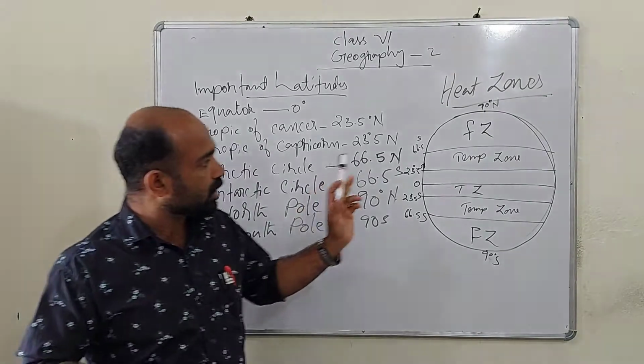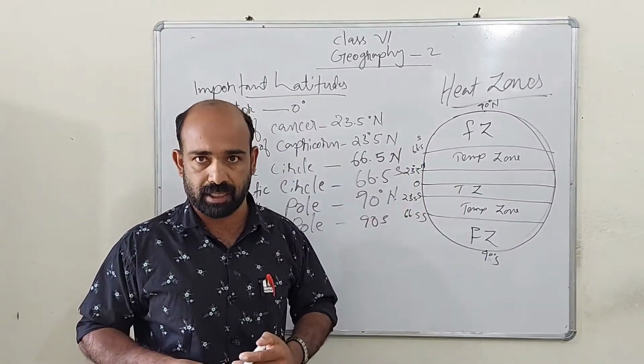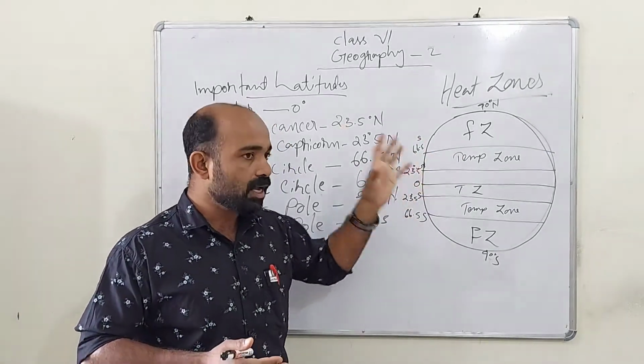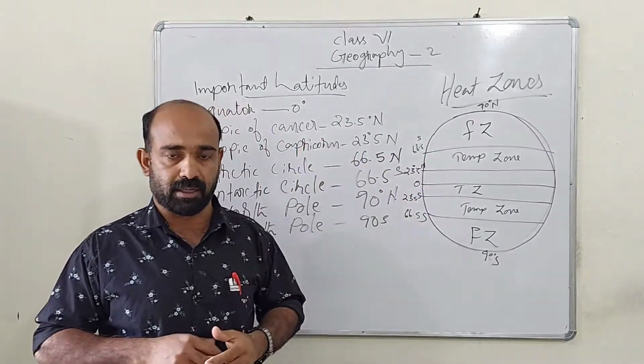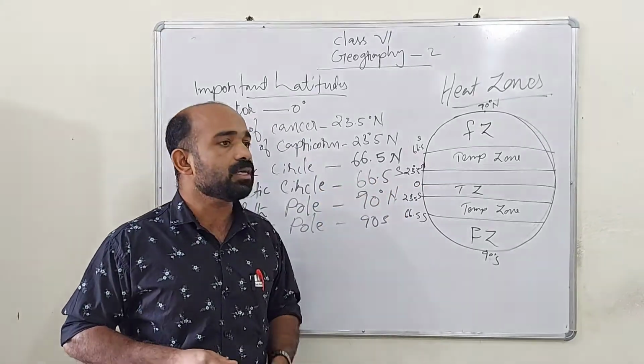Here too much sunlight, too much heat or too much cold will not be there. This region is a little away from the sun, and that's why there will always be a moderate climate, moderate temperature here, and that is why this region is called the temperate zone.